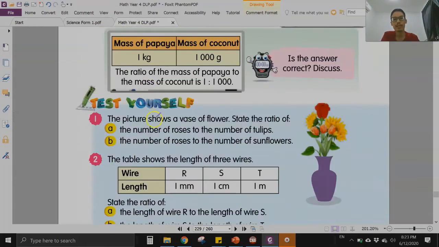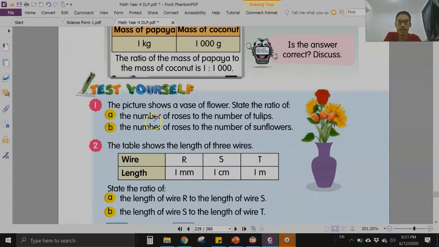Let's look at your exercises. Please check your answers. The picture shows a vase of flowers. State the ratio of roses to tulips. Now you have to locate the word to. Now the word to here is the colon in the middle. So on the left side of the colon is roses, on the right is tulips.